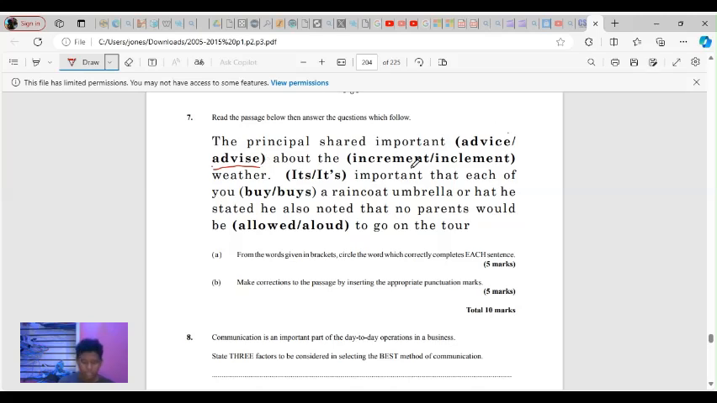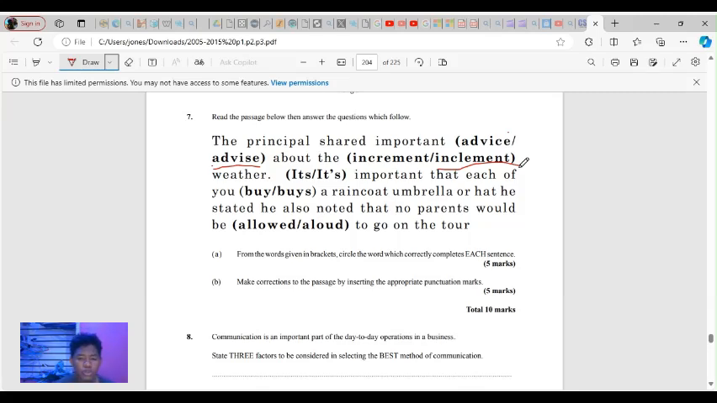So increment and inclement. Just give me a minute. Increment, about increment or inclement weather. So the right answer is increment. I will explain increment in another class separately. So the answer for this one is increment. It's important that each of you buys a raincoat.